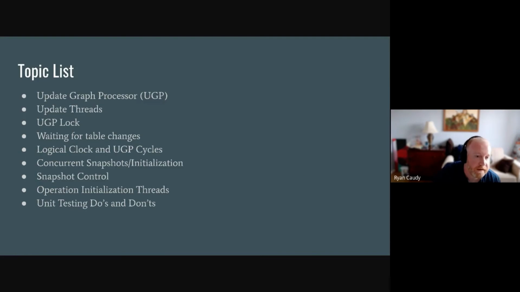The intended agenda here is first to talk about the update graph processor, then second to talk about how that parallelizes internally, move on to talking about locks, waiting for table changes, and then moving into the logical clock and how the graph processor divides the world into cycles, or divides time into cycles, right? And then more advanced topics around concurrent snapshots and initialization, and then getting on a little bit to what you might care about from a unit test or from a program that you're working on.